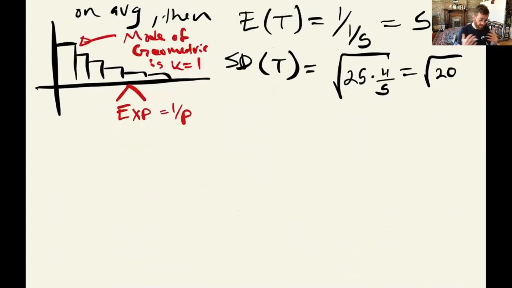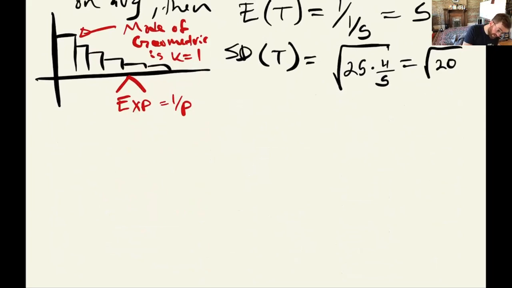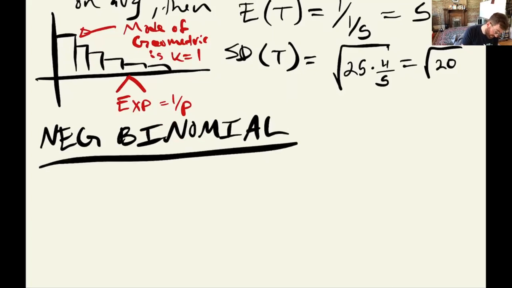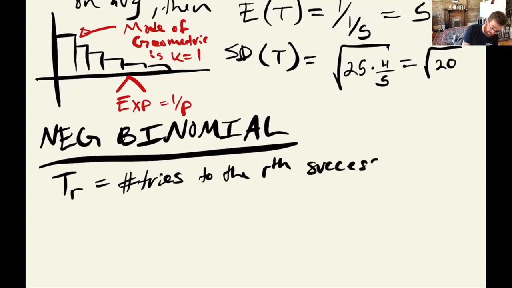So let me give you this one bridge random variable. This is the negative binomial. What the negative binomial is, it counts the number of tries till the rth success. So T sub r is now going to be the number of tries to the rth success. So let's just figure out what this is. And in particular, let's try to figure out an exact formula for the probability that T sub r equals k.